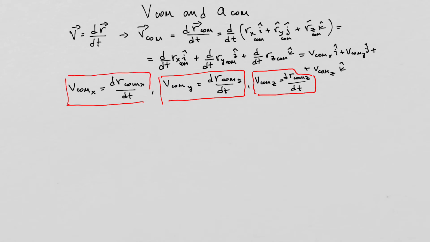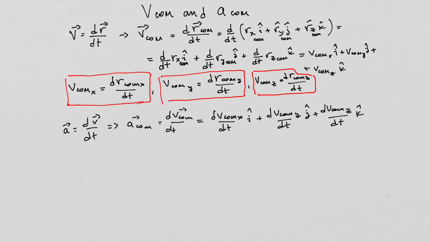And now let's do the acceleration of the center of mass. Again, we start with the general definition of acceleration, and that is the acceleration is equal to dv/dt. So for the acceleration of the center of mass, a_com, it's going to be calculated as the time derivative of v_com. This will be d/dt of v_com,x i hat plus d/dt of v_com,y j hat plus d/dt of v_com,z k hat, or this is a_com,x i hat plus a_com,y j hat plus a_com,z k hat.